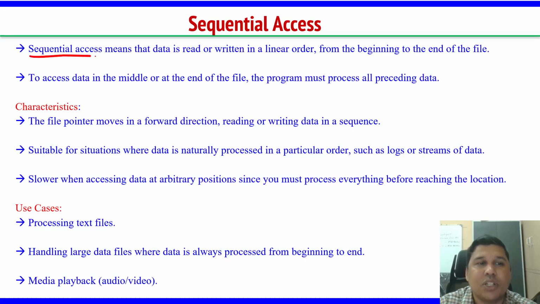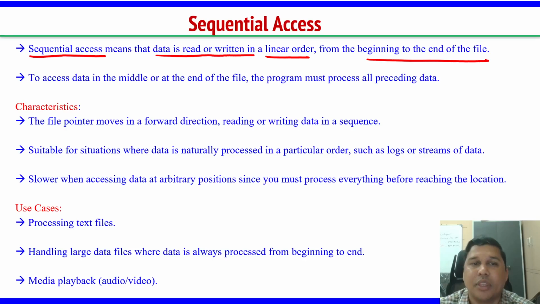See, sequential access means that data is read or written in linear order from the beginning to the end. Either you are writing the content or reading the content in sequence, in a linear order, from the beginning till the end. If you want to access the middle or the end of the file, you have to traverse the entire data. The program must process all the preceding data.